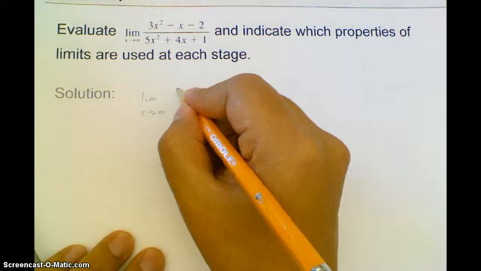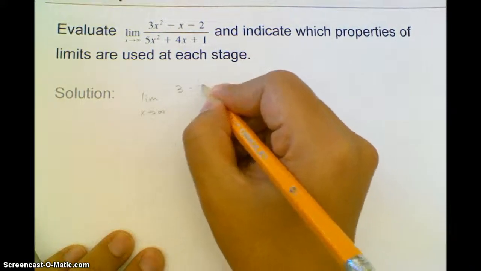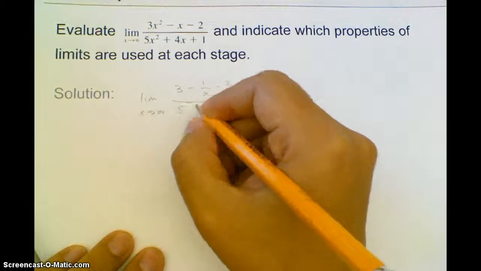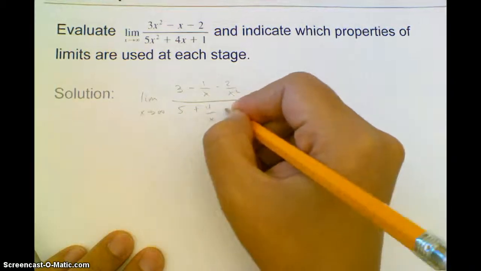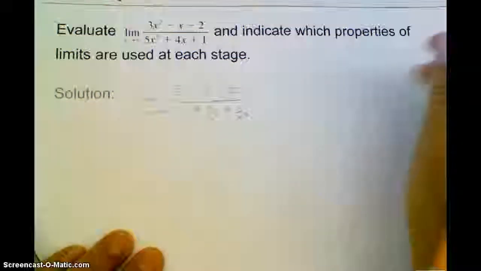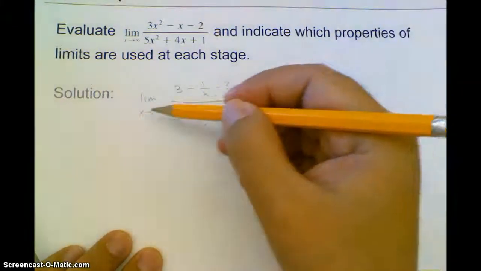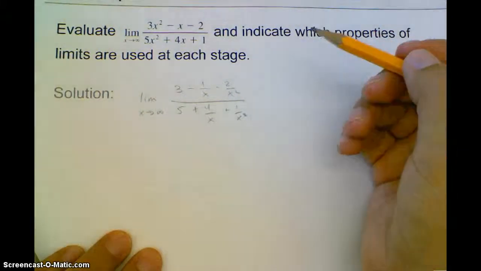With the result right here, we have 3 minus 1 over x minus 2 over x squared, over 5 plus 4 over x plus 1 over x squared. So the idea is to get a feeling of how the function behaves as x grows very, very large.